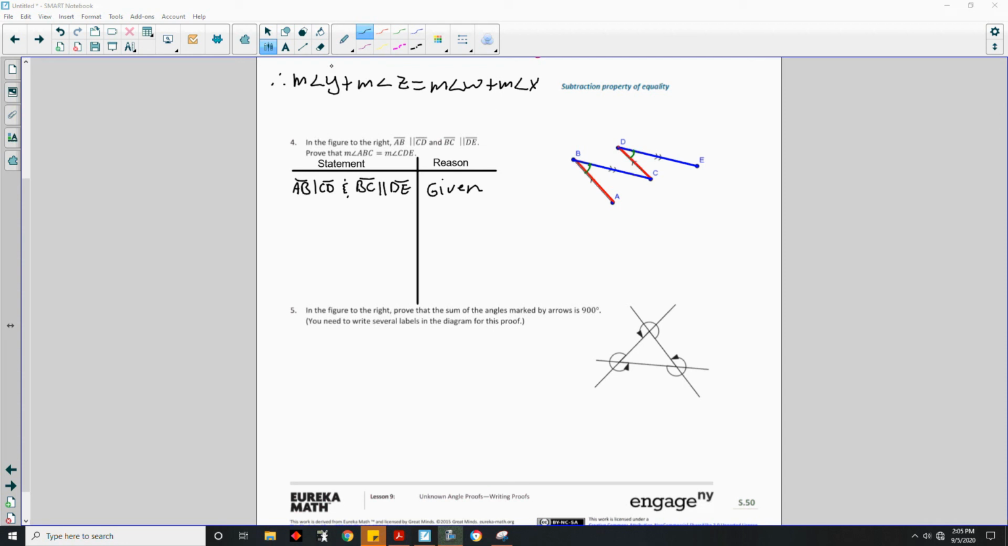So now when I look at this, this line is parallel to this. BC is a transversal. These here are alternate interior angles. So I'm going to say the measure of angle ABC, this angle here, is equal to the measure of angle BCD.